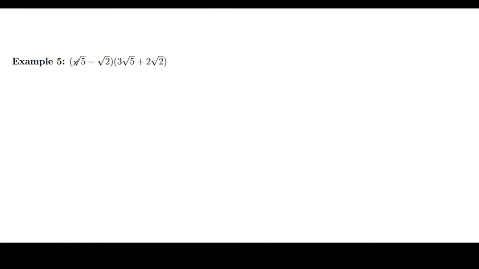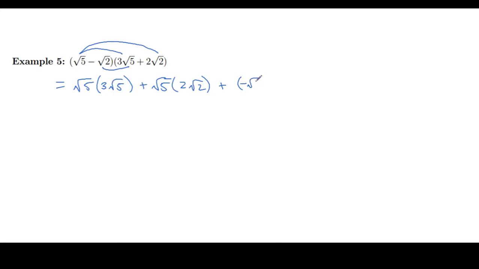And then this expression, what we're going to have to do is distributive property. We'll have to FOIL this out. So we will have our first. So first will be root 5 times 3 root 5. And then we'll have root 5 times this term, so 2 root 2. And then, so first outside, inside will be negative root 2 times 3 root 5, and then the last terms will be negative root 2 times 2 root 2.